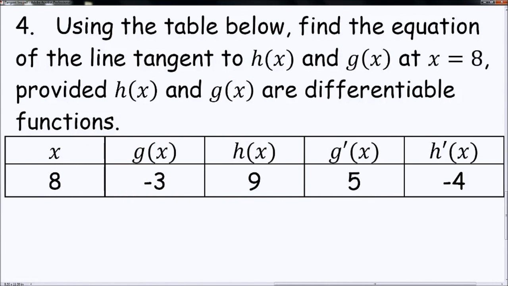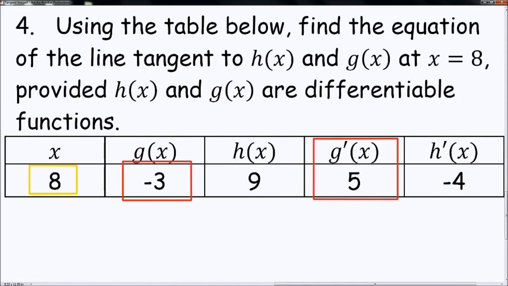Number 4, using the table below, find the equation of the line tangent to h of x and g of x at x equals 8, provided h of x and g of x are differentiable functions. And so we're actually going to find two different tangent lines. And so my x-coordinate for both tangent lines is going to be the same. It's at 8. My y-coordinate for g of x is at -3, and its slope is found over here where you have that g prime of x. Its slope is going to be 5.